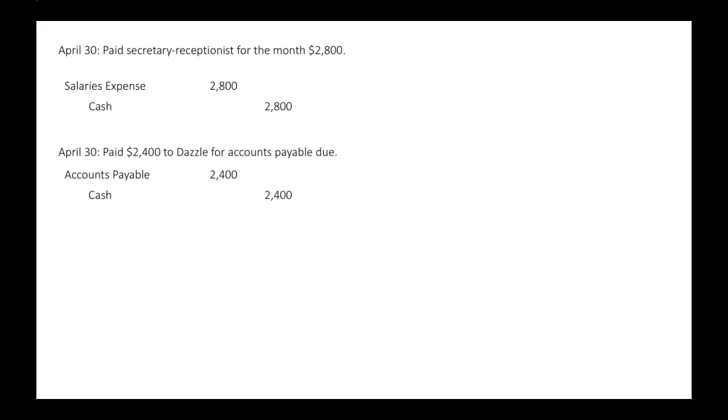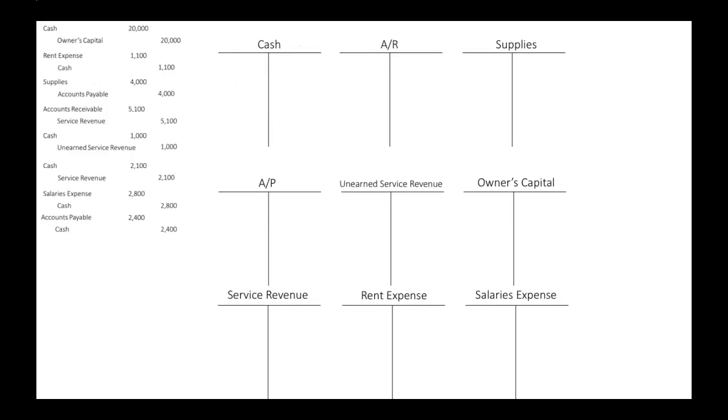The next step is to post all of these entries into T accounts. So we have our 9 T accounts that we need for this problem. Right? We had cash, accounts receivable, supplies, accounts payable, unearned service revenue, owner's capital, service revenue, rent expense, and salaries expense.